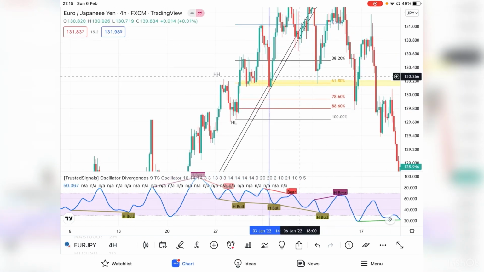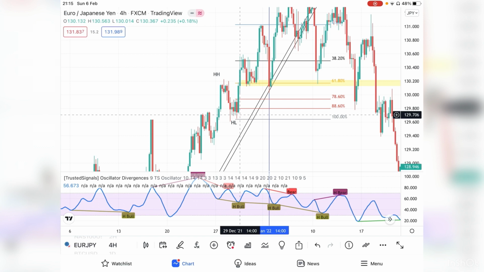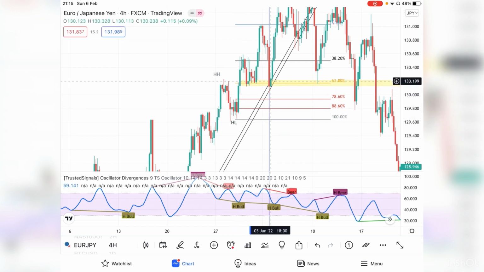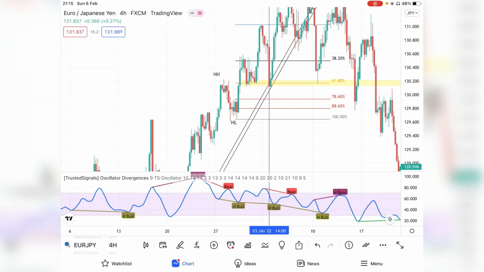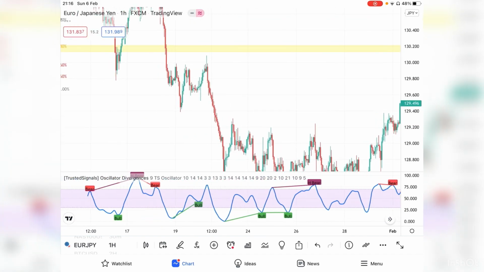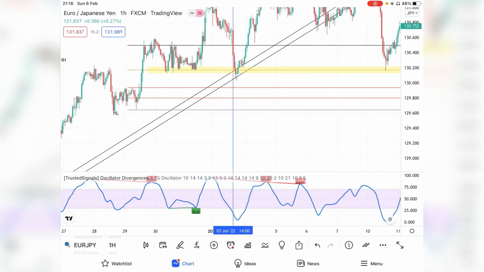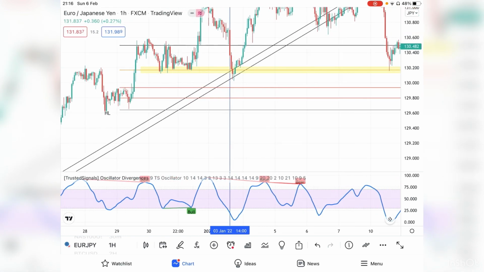And then here, when price is here, I would have seen the hidden bullish divergence form on my trusted signal oscillator, because you can see that this low is actually lower than this higher low, but on the oscillator it's the exact opposite, so therefore we have a divergence. And the next step for me would have been to go on the H1 once we would have tapped into this golden zone. That's how I like to call it.